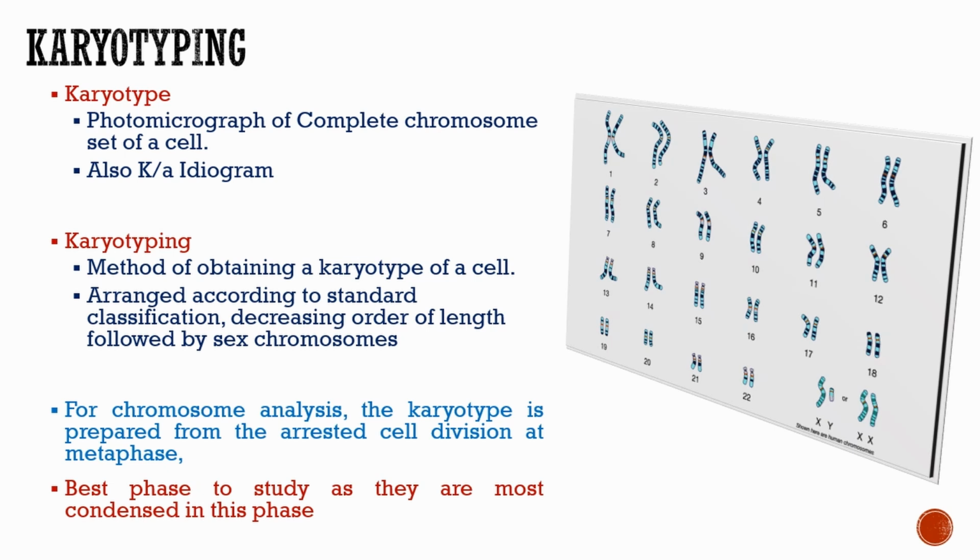For chromosome analysis, the karyotype is prepared from the arrested cell division at metaphase. The best phase to study these chromosomes for karyotyping is the metaphase because it is the most condensed. The chromosomes are most condensed in this phase.